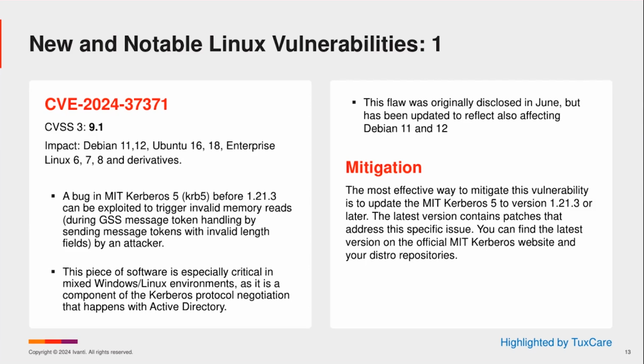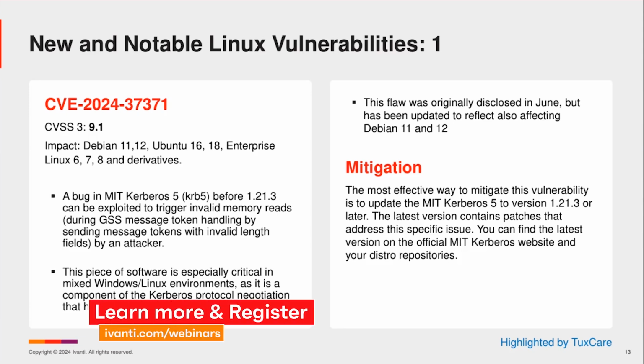All right, switching gears over to the Linux side, we've got a couple of Linux vulnerabilities that we're going to talk about real quick here. The first one, CVE-2024-37371. The flaw was originally disclosed in June, but has been updated to reflect it's also affecting Debian 11 and 12. So if you saw this in an earlier time frame, that was when it was identified for Ubuntu and Enterprise Linux. Now Debian 11 and 12 have been added to the mix.